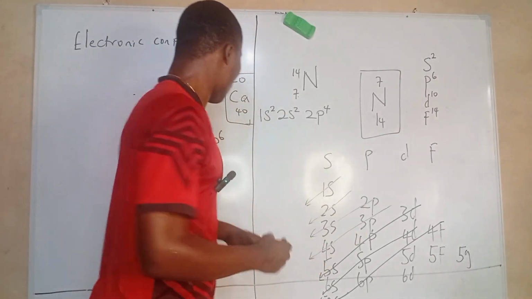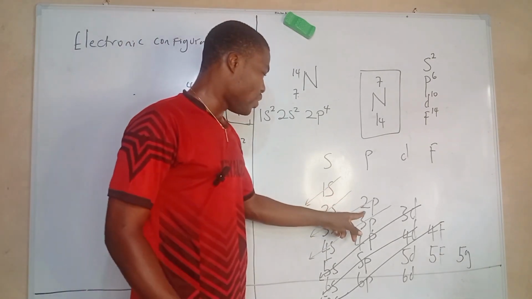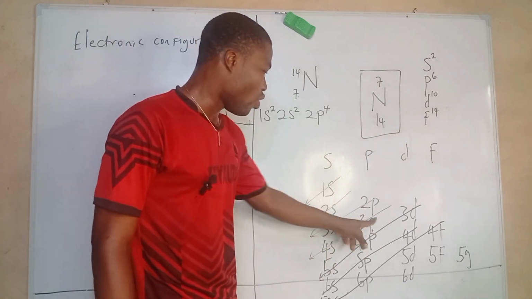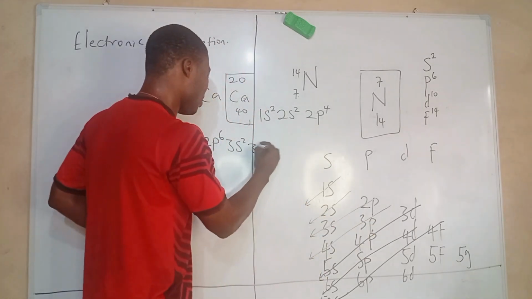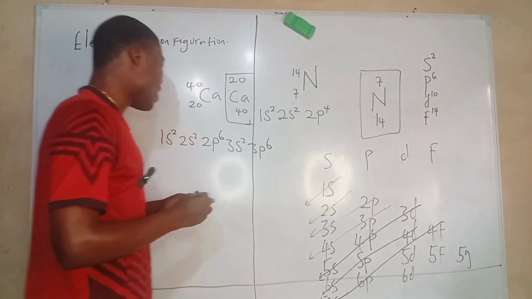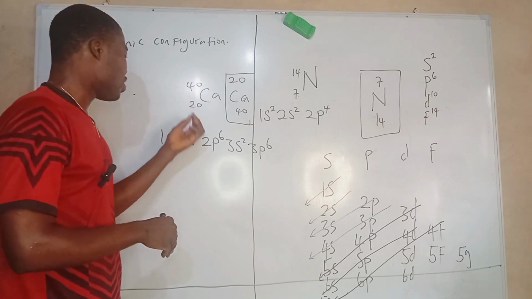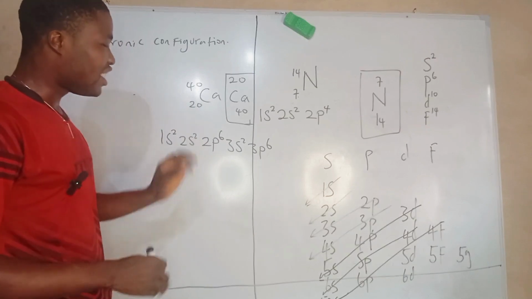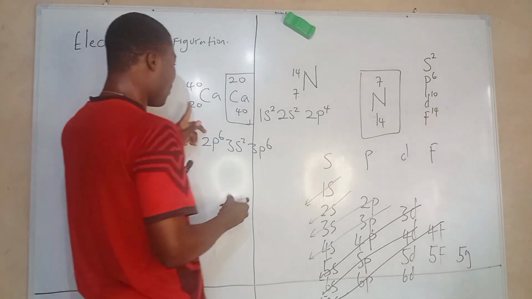After 2p6, we go down, we have 3s2. After 3s2, we come here. See the direction of the arrow, we have 3p6. So this should be 18 now: 2 plus 2 plus 6 is 10, plus 2 is 12, plus 6 is 18. Electrons filled: 18. Now, I'm filling 20.